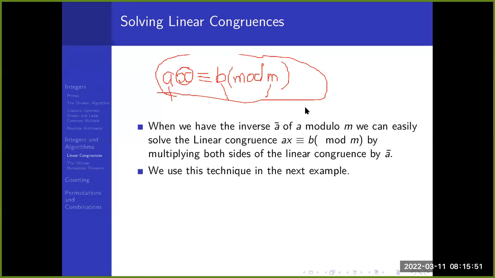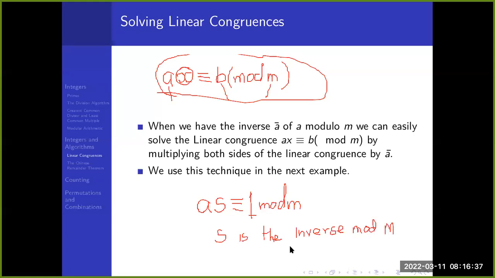Before, we saw that if I have A multiplied by some number, say S, and this is congruent to 1 mod M, then we say that S is the inverse of A modulo M. This is just reviewing what we did last time.